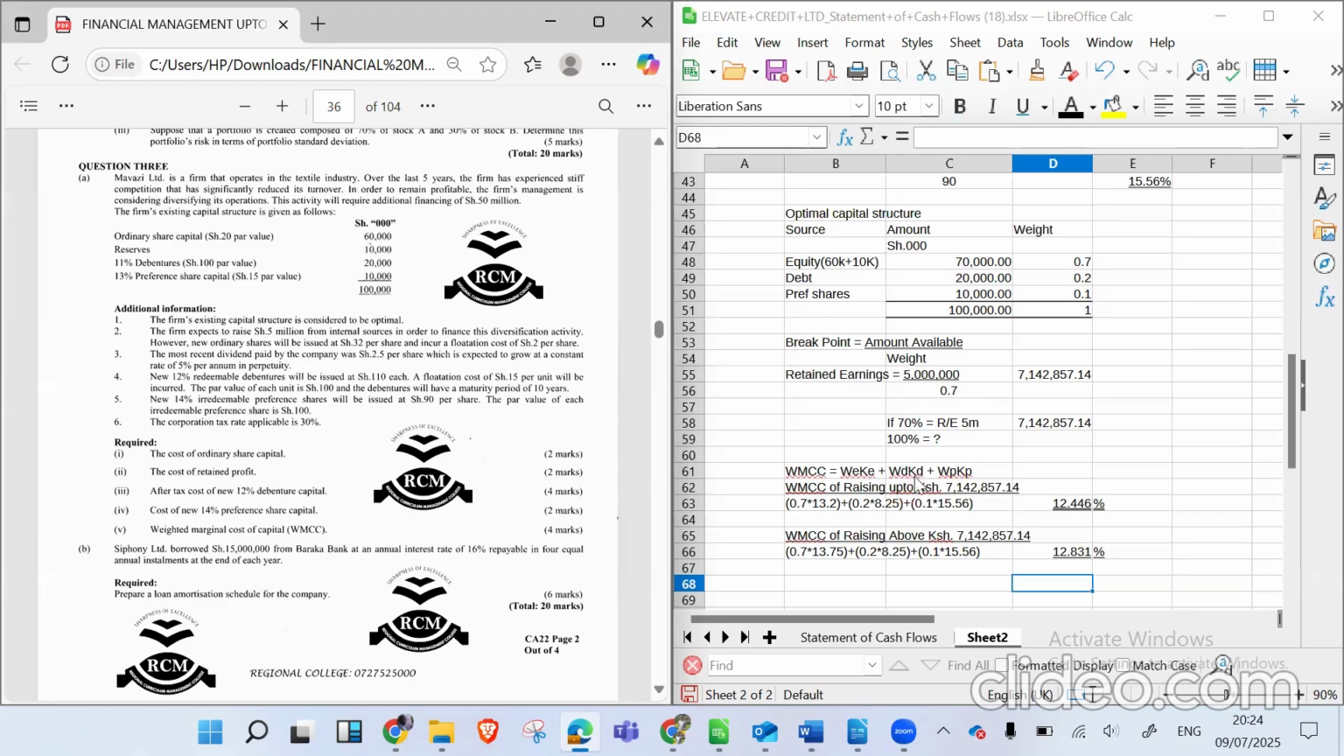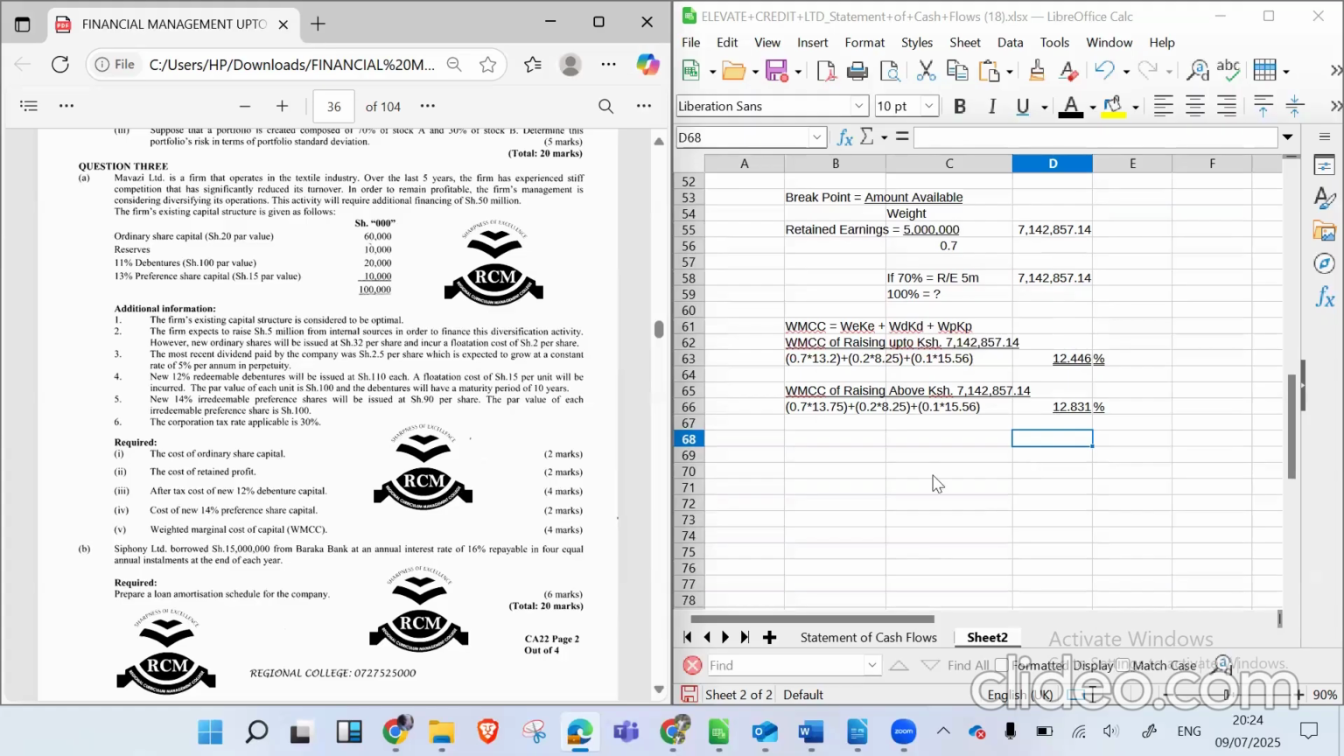And that's why 70% will be the retained earnings. What will be 100%? And remember, 100% is made up of three components. Out of this 100%, I have equity, I have debt, and I have preference shares. Equity is 70%. So this 70%, I want it first of all to be the retained earnings, which is 5 million. What will be 100%? 7142.